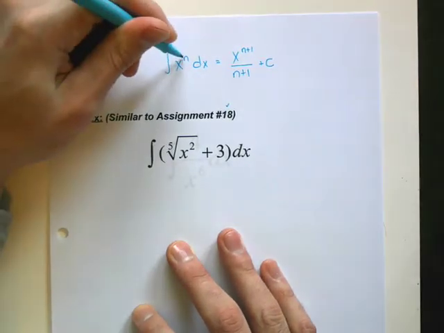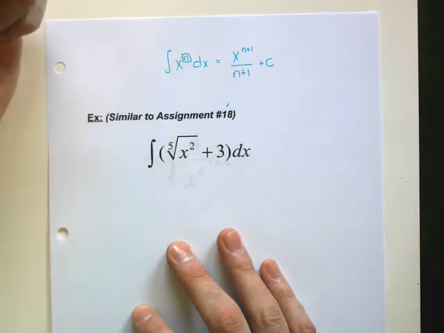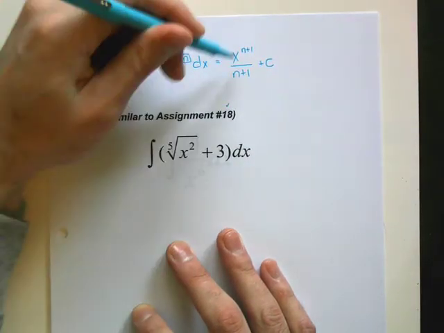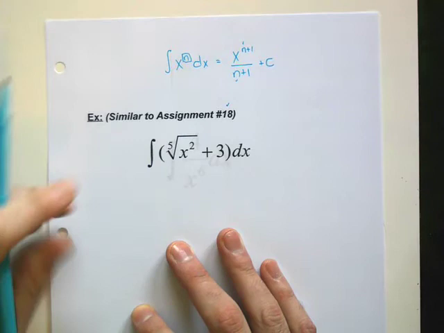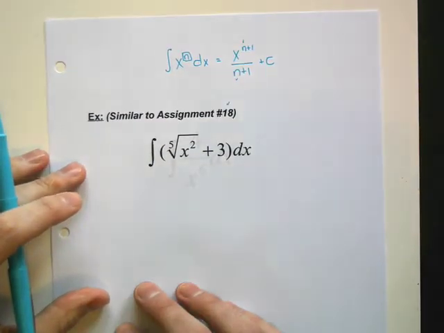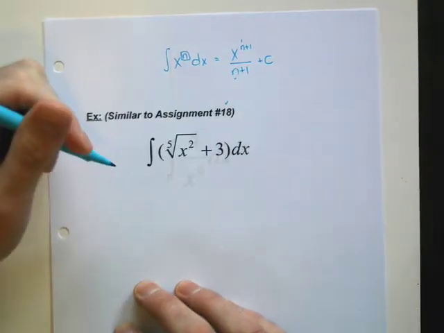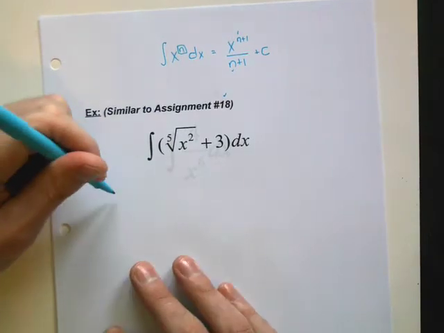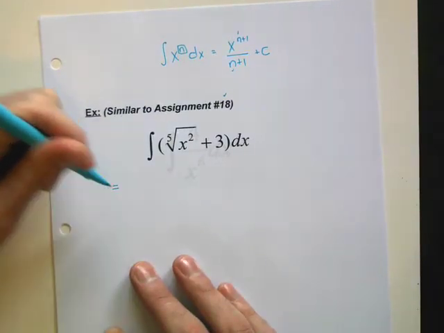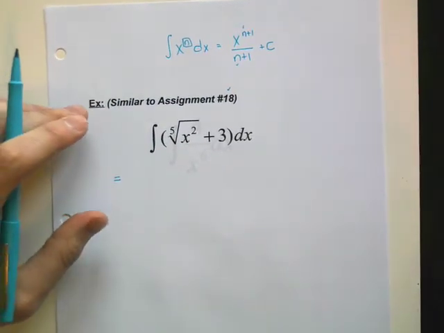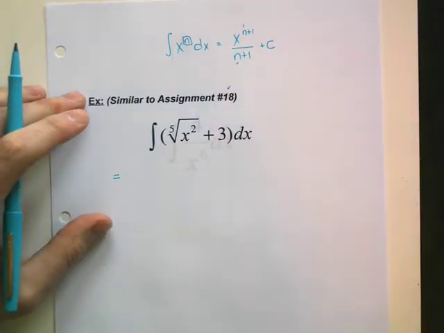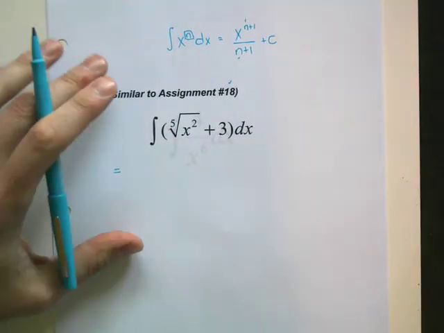And again, one thing I forgot to say at the start of all this was n represents your exponent. Okay, so that's where this n comes from. All right. Before we do this one, whenever you have radicals, just like when we're doing derivatives, it's a lot easier if we convert them to exponents.